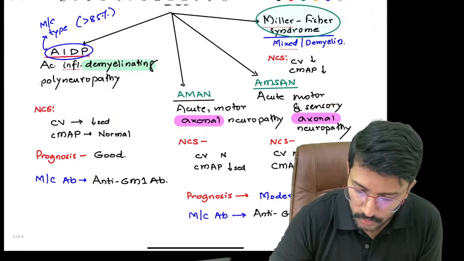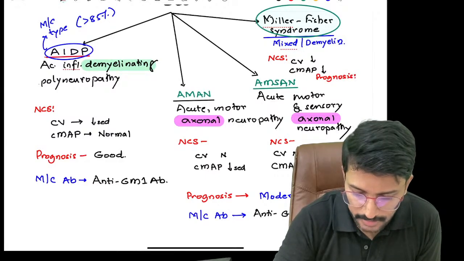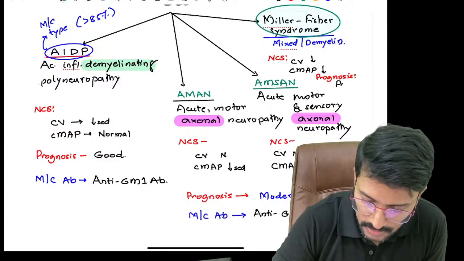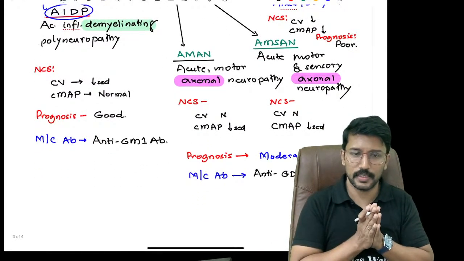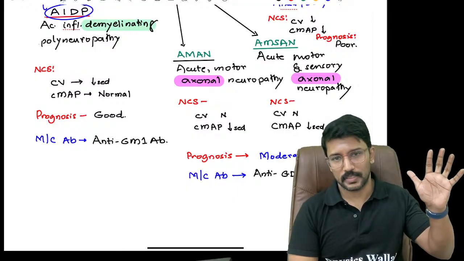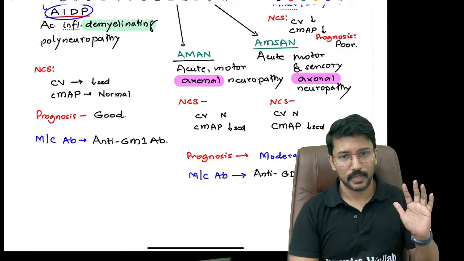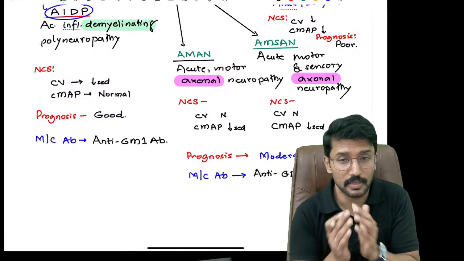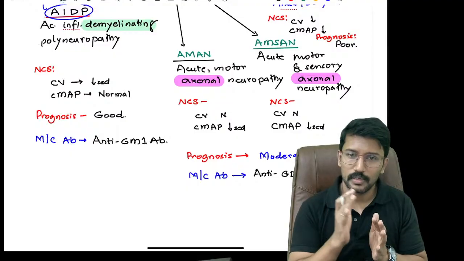So in terms of prognosis, these patients carry the worst prognosis because you have damaged myelin as well as the axon. So these patients carry the poor prognosis. In terms of prognostication, I would say AIDP is the best. If I am dealing with a patient with AIDP, I will be relatively calm. If I'm dealing with AMAN or AMSAN, I'm a little concerned. If I'm dealing with a patient with Miller-Fisher, I'm extremely worried because that carries a very poor prognosis.